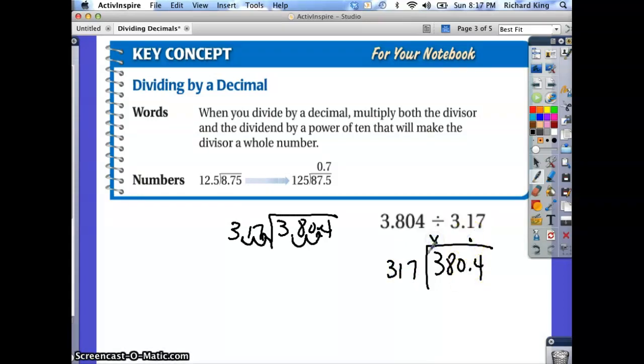317 will not go into 3, will not go into 38, but will go into 380 once. So 317, subtract, borrow. 10 minus 7 is 3, 7 minus 1 is 6. Bring down your 4. 317 goes into 634 twice. 634, subtract, and you get a remainder of 0. So your answer is 1 2/10.